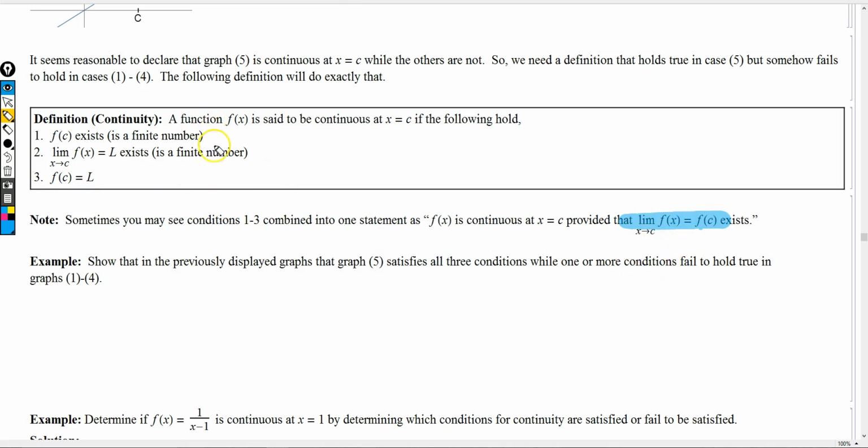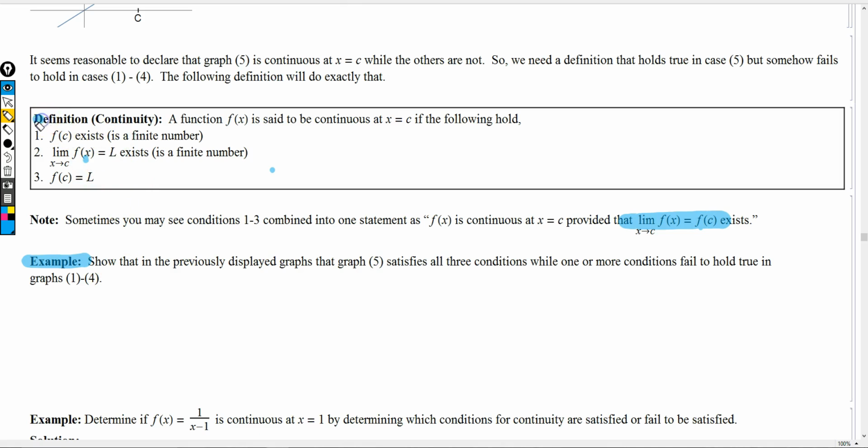But it's nice to split the definition up into 3 separate parts like this as we're working through the examples. You'll see that it's nice to do that. And also when we talk about removable discontinuities, it's easier to have the definition broken up into 3 parts like this. All right, so let's take a look at a few examples now. We've already done this example, looking at the 5 previous graphs and determining which conditions are satisfied and which fail.